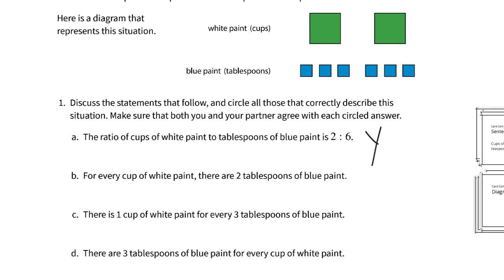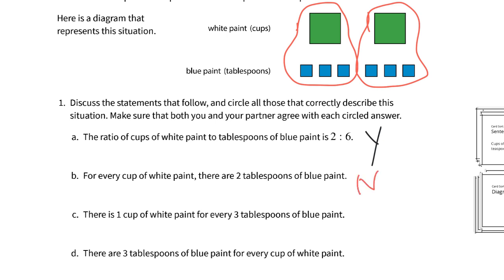For every cup of white paint, there are 2 tablespoons of blue paint. So as we look up here, we're going to look at groupings, and we actually see that for every cup of white paint, we actually have 3 tablespoons. Is it tablespoons? Yeah, tablespoons of blue paint. So we don't agree with that. No way, we don't agree with that.